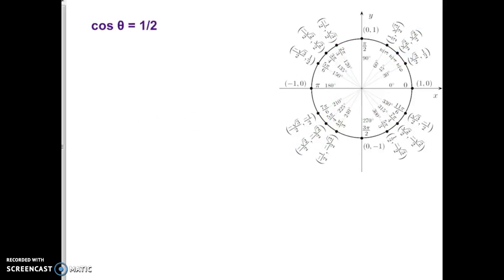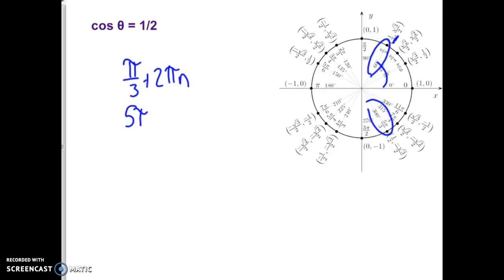Where does the cosine equal positive 1/2? Cosine is positive 1/2 here, and down here. That does not repeat every pi n. These repeat every 2 pi n. So my answer would be pi thirds plus 2 pi n and 5 pi thirds plus 2 pi n.